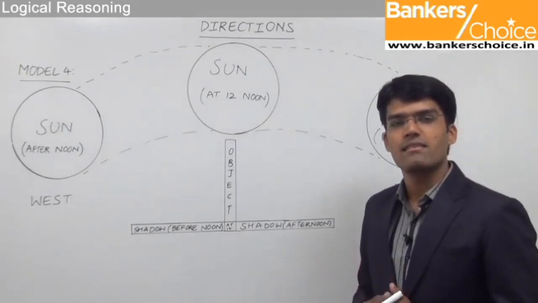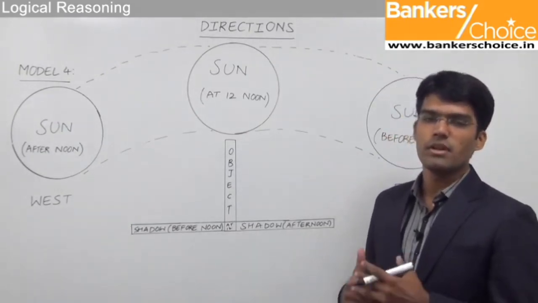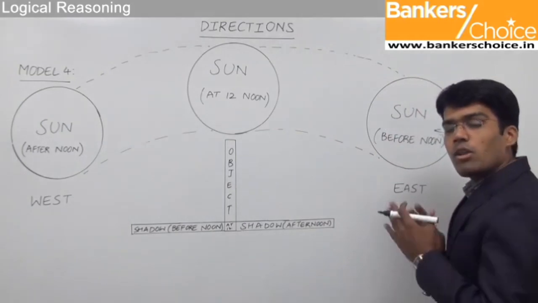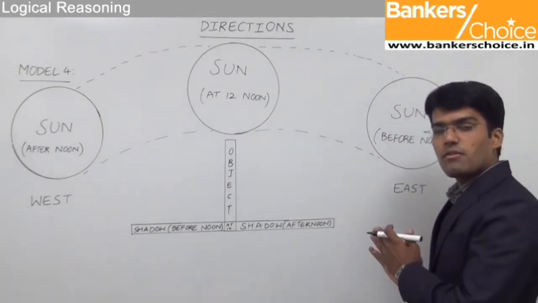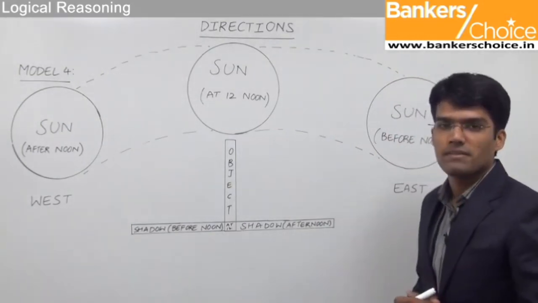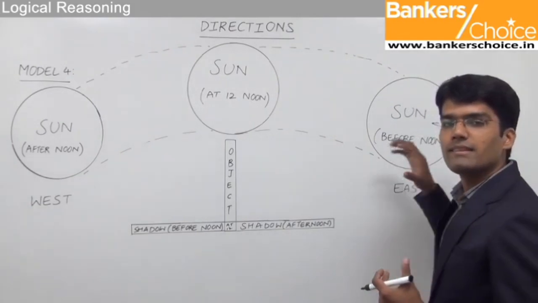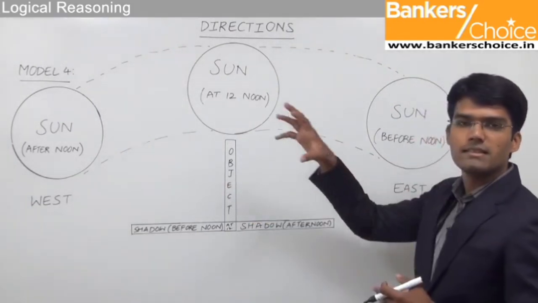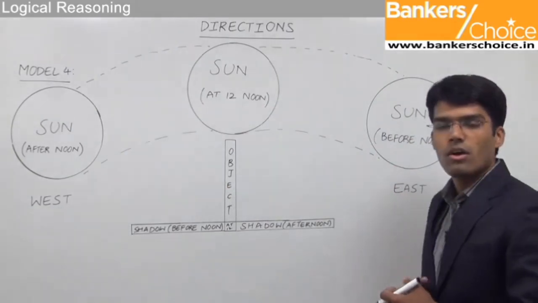We all know that sun rises in the east, that is, during morning time the sun is in the east, and always the shadow of an object falls on the opposite side of the sun. That is, when the sun is in the east, the shadow will be on the west, and when the sun is in the west, the shadow will fall on the east.